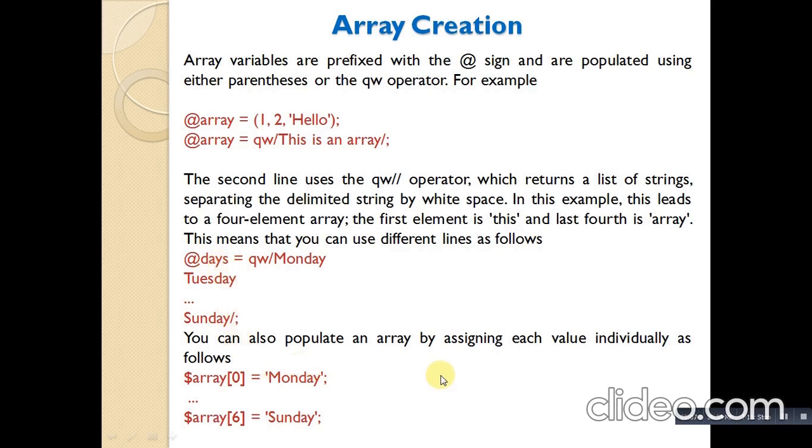Now you can also populate an array by assigning each value individually as follows. This is another method. Dollar symbol array index 0 equals Monday, and next is dollar symbol array index 1 equals Tuesday, and so on. Similarly, dollar symbol array index 6 equals Sunday. So in this fashion also you can populate an array.